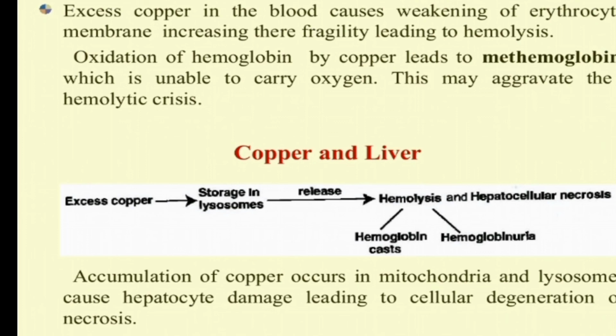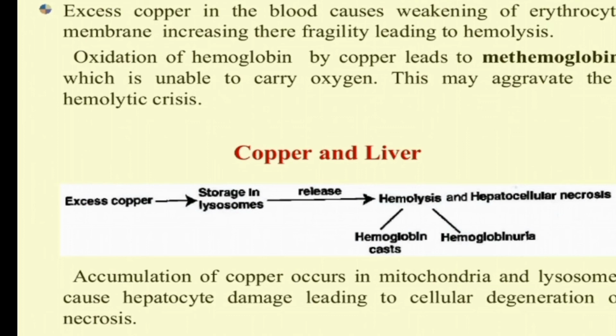And because of the accumulation of this copper, it will lead to liver damage, which may lead to cellular degeneration or necrosis. So these are the mechanisms in the liver, and necrotization will occur in the liver. And in the nervous system, because of the stress accumulation and because of this copper, the zinc will be eliminated. So that is the mechanism in the nervous system.